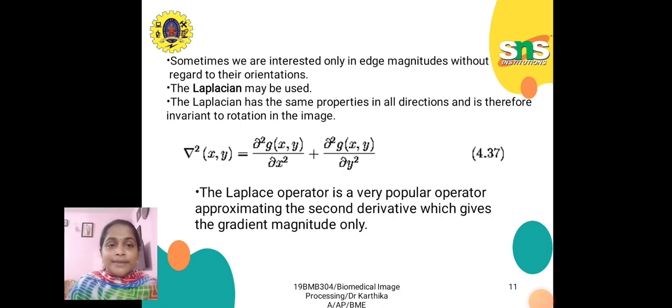Sometimes we are interested only in edge magnitudes without regard to their orientations. So normally we use Laplacian operators. The Laplacian has the same properties in all directions and is therefore invariant to rotation in the image, which is represented as del square of g of xy equal to dou square g of xy by dou x square plus dou square g of xy by dou y square. The Laplace operator is a very popular operator approximating the second derivative, which gives the gradient magnitude only.